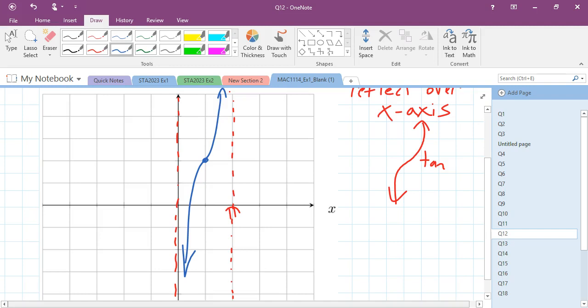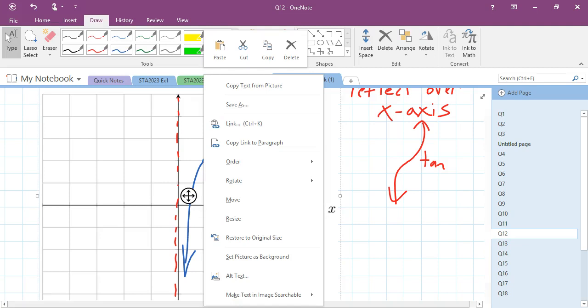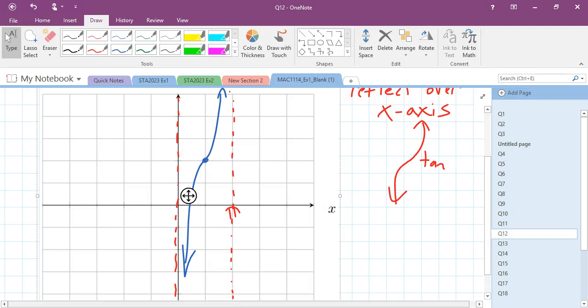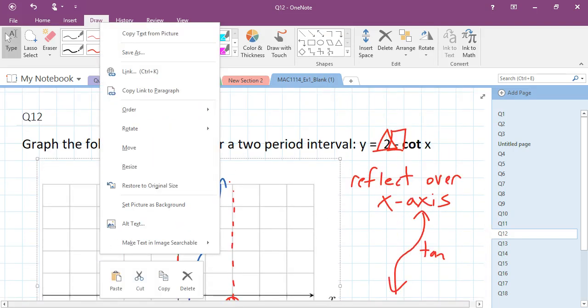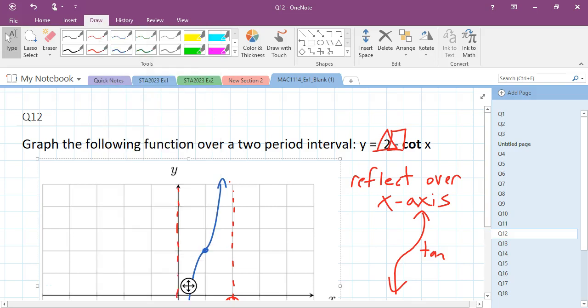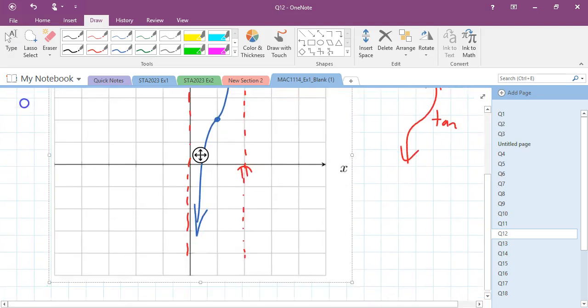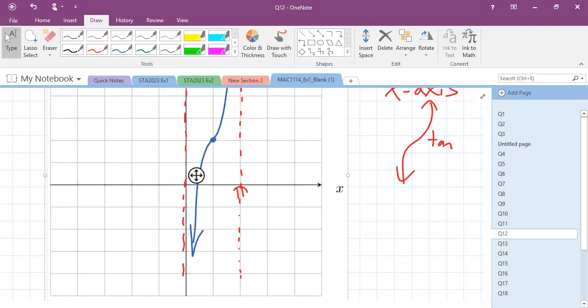Because remember that we went up 2. So if I was originally on the x-axis and I go up 2, my dot has to be right there, right? Okay. I'm kind of seeing it as more like it's the only point where it intercepts. Yes, pretty much.